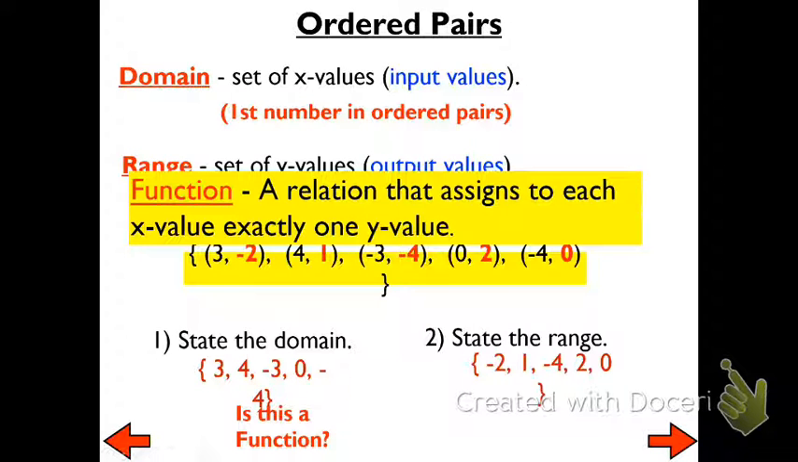Now, it's a function if it assigns for each x value exactly one y value. So if we look at each of the x values, each of them only has one y value. If you punch 3, you get -2. If you punch 4, you get 1. If you punch -3, you get -4. If you punch 0, you get 2. And if you punch -4, you get 0. So there's only one y value for every x value. So yes, it is a function.